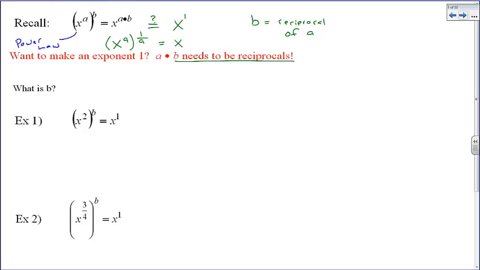This becomes a little bit more clear in our examples where we are asked to choose a b that does exactly that. In example 1, in order to make the statement true, we must choose a b that is the reciprocal of the power of x, in this case 2. So b must be the reciprocal of 2. Therefore, we choose b equal to 1/2 and check our result.